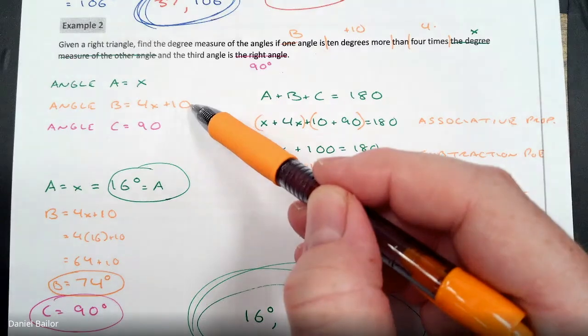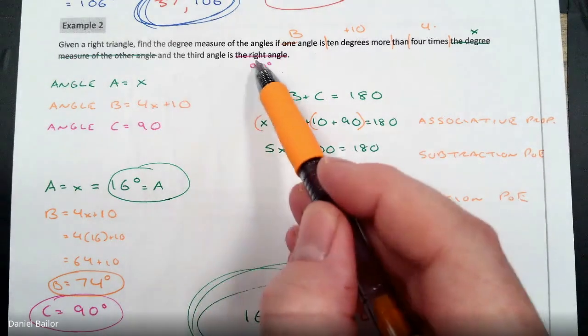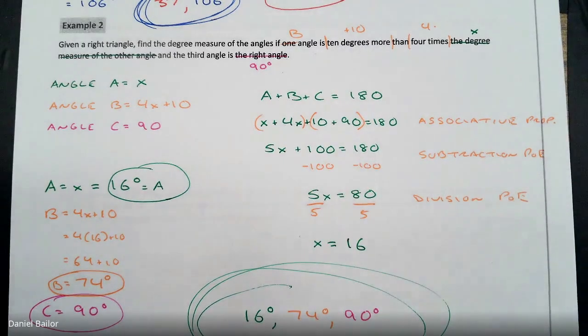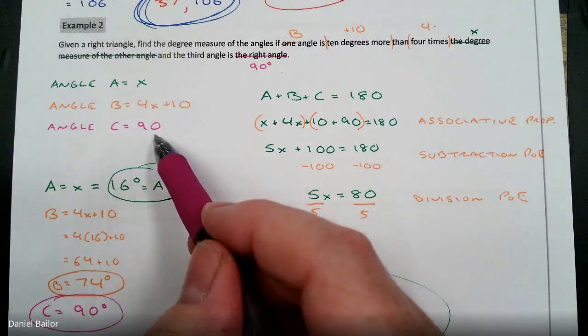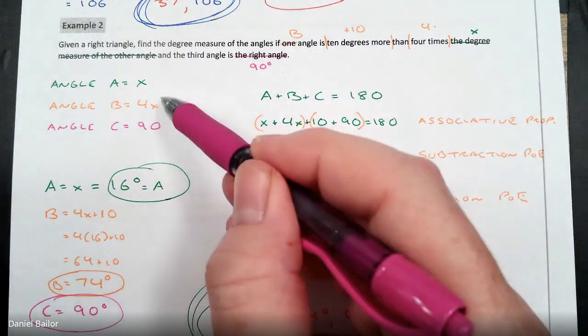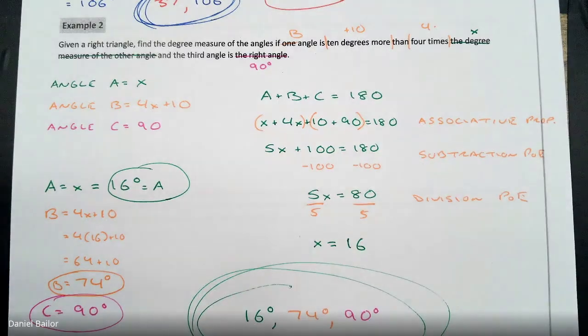Another angle is 4x plus 10. And the third angle is the right angle, which I know is 90 degrees. So angle C is just going to be 90. So I have x, 4x plus 10, and 90. And then I need to put these into an equation.